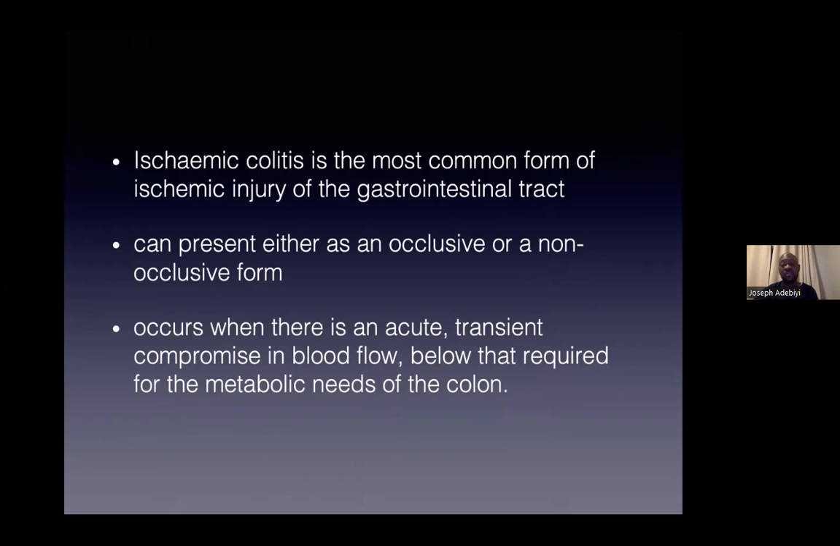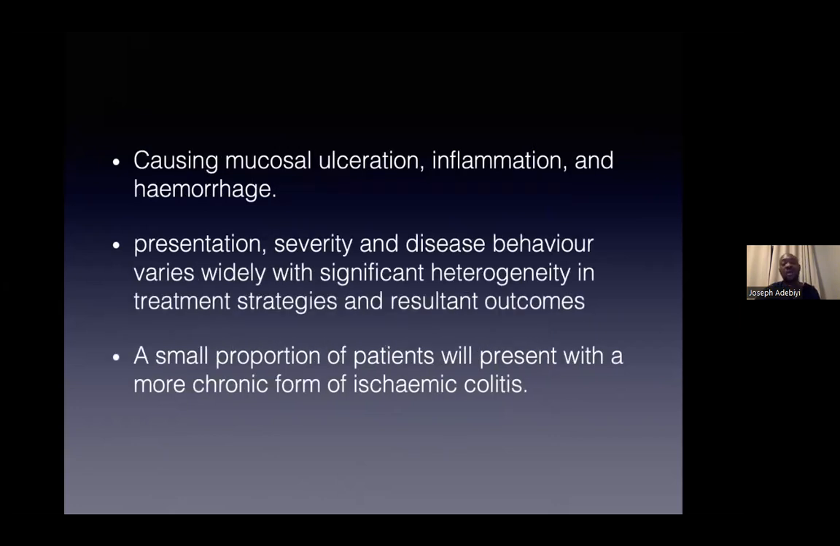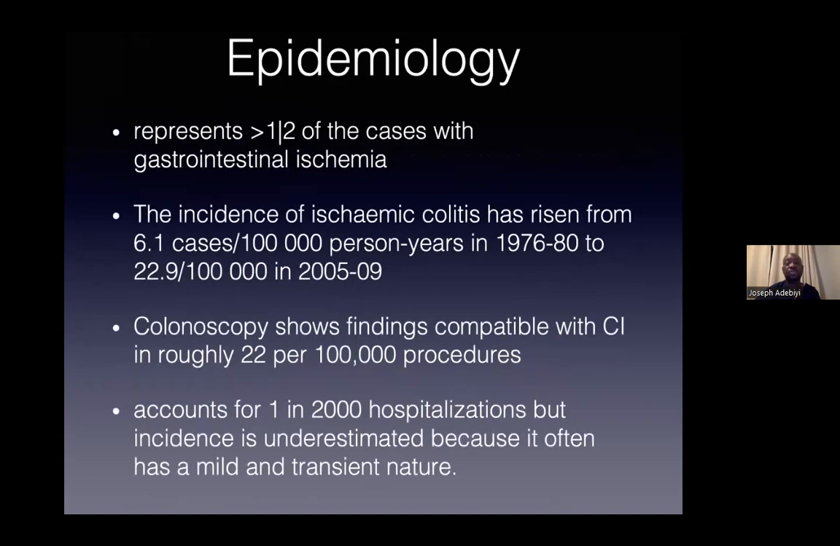It occurs when there's an acute transient compromise in the blood flow, which is below the requirement for the metabolic needs of the colon. So essentially, this leads to mucosal ulceration, inflammation, and sometimes even hemorrhage. The presentation, severity, and disease behavior actually vary considerably. And sometimes some of these patients go beyond acute ischemic colitis and progress to the chronic form.